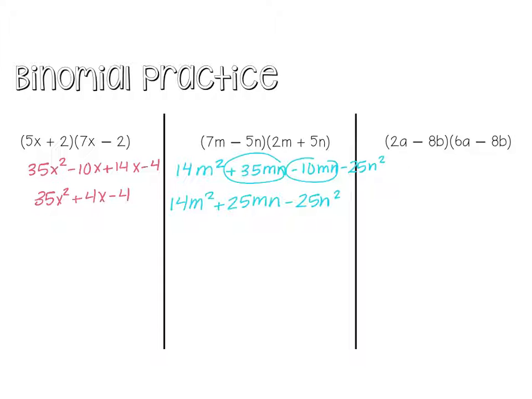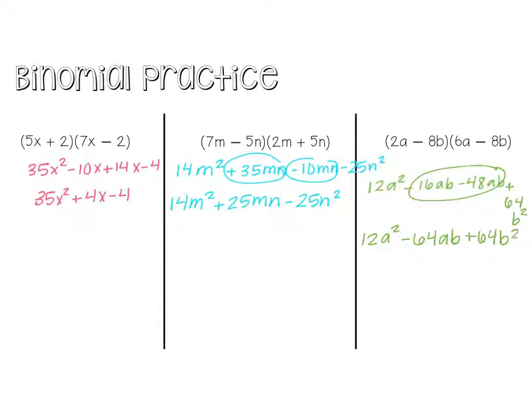In the last example, the first terms would give me 12a squared. Outer terms would be negative 16ab. Inner terms would be negative 48ab. Last terms, positive 64b squared. So when I combine my like terms, I'll have 12a squared minus 64ab plus 64b squared.